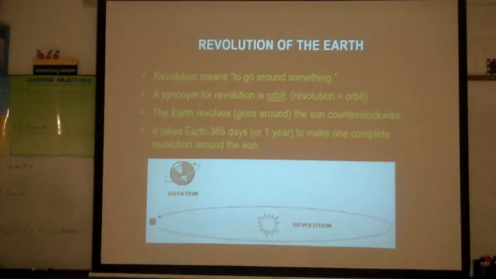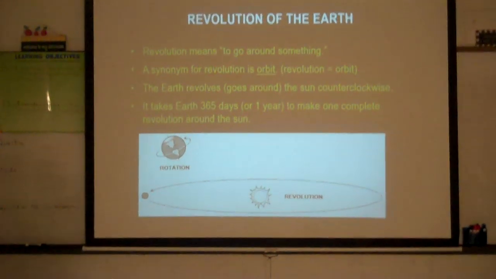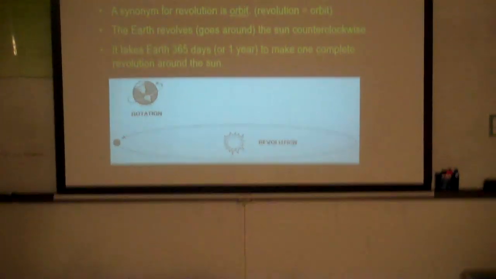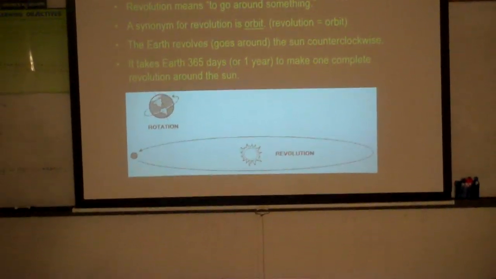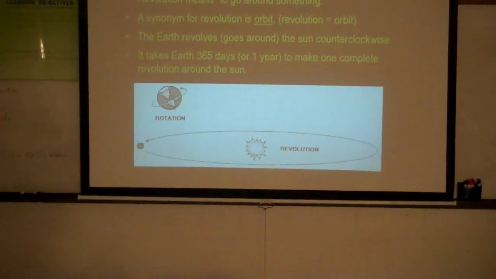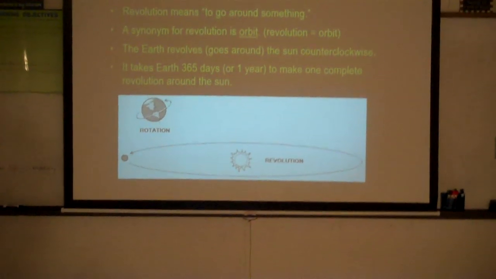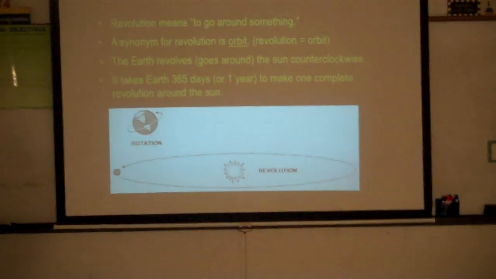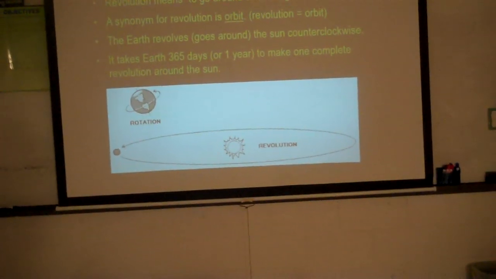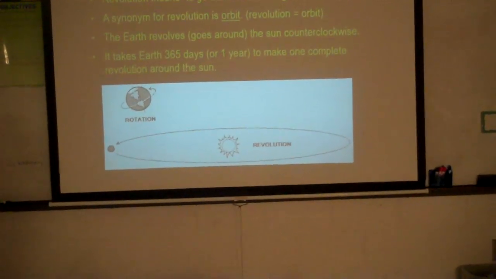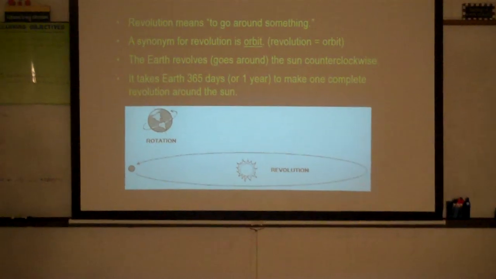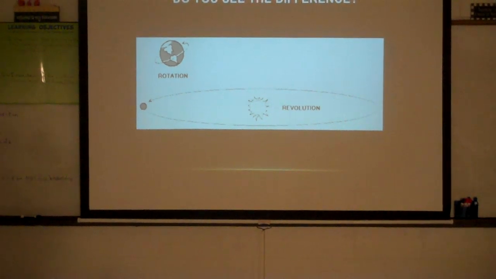Alright, revolution of the earth. Revolution means to go around something. We use this before when we talk about planets. So a synonym for revolution is orbit. We're talking about its path. Revolution is the same thing as orbit. The earth revolves, or goes around, the sun counterclockwise. Remember that example I gave you about the clock? It goes the opposite way that the clock goes. It takes the earth 365 days, which means 1 year, to make one complete revolution around the sun.